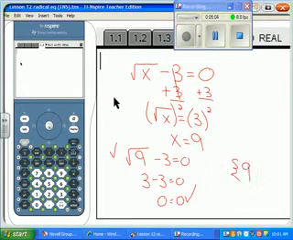My solution is 9. And look how I wrote it. Look familiar? Those wonderful little curly brackets. Okay.